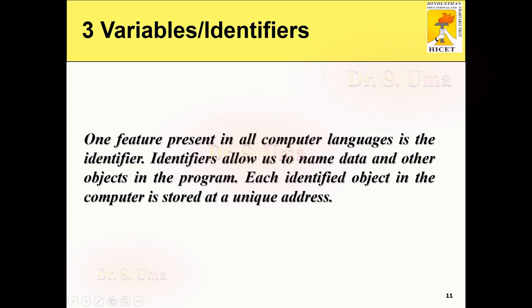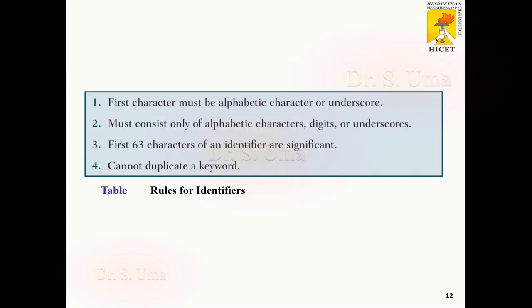A variable is a value that changes its value at the time of execution. So these are all placeholders for holding values at the time of computation within a program. It can be of different types.